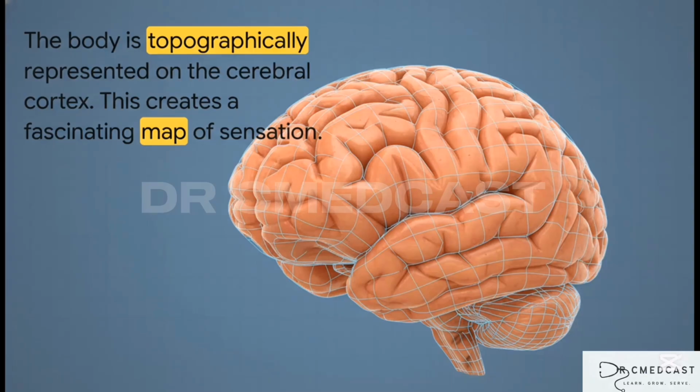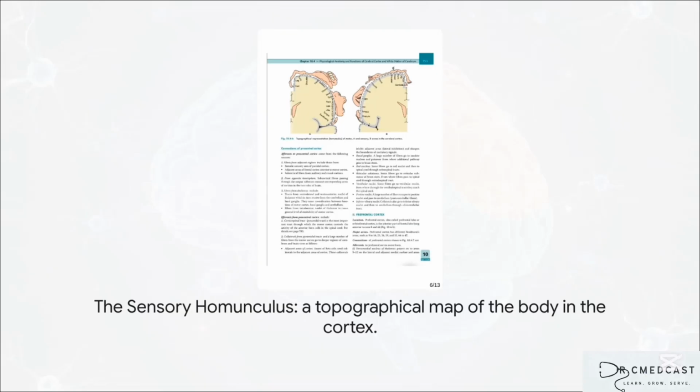But how does the brain even organize all this incoming information? Well, it does it in a way that is just fascinatingly direct. And this illustrates that idea perfectly. This is the sensory homunculus, which means little man. It's a distorted map of the body as it's represented in the parietal lobe. Now, the size of each body part here doesn't correspond to its actual physical size, but to how sensitive it is. Just look at the enormous hands and lips. Those are areas packed with sensory nerves, and they demand a huge amount of the brain's processing power.